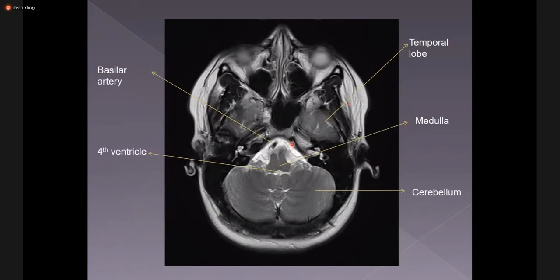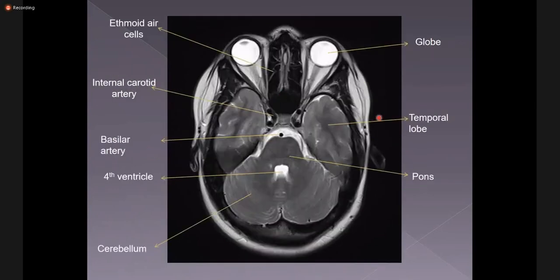Then this is somewhat higher. We are going higher up. This is the medulla, cerebellum. This is the fourth ventricle between the medulla and cerebellum, and the basilar artery. And here comes the temporal lobe. And these are the sphenoid sinus and ethmoid air cells. Then again we go up.